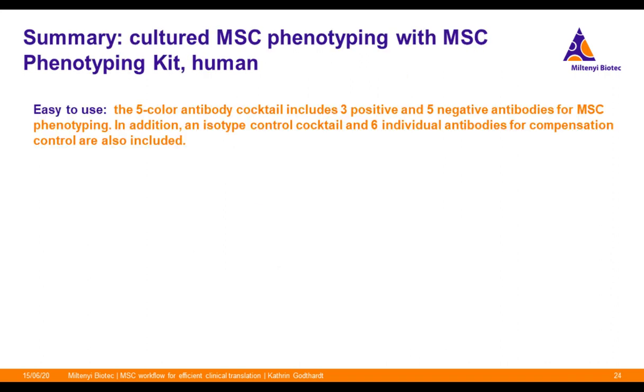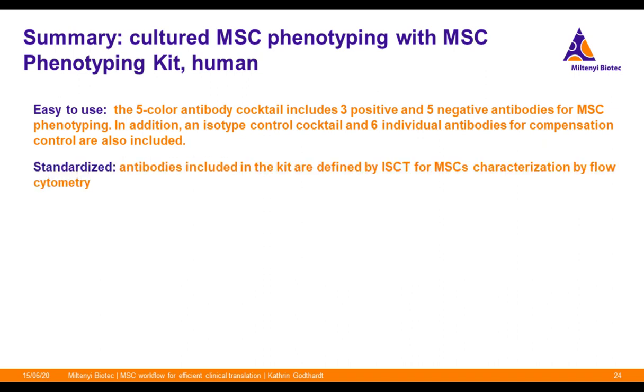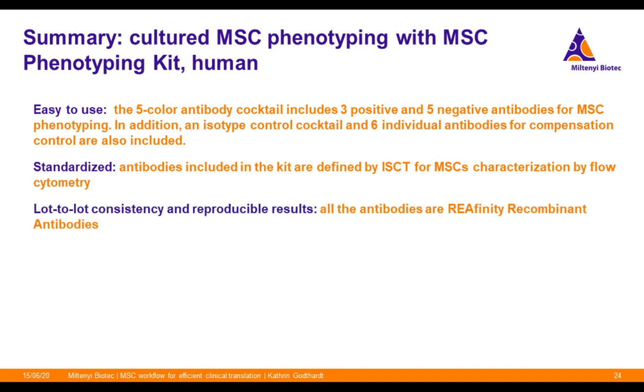So summing up these, the kit is quite easy to use. The antibody cocktail includes 3 positive and 5 negative antibodies for MSC phenotyping. In addition, an isotype control cocktail and 6 individual antibodies for compensation control are also included. The assay is very standardized because antibodies are included that are defined by the ISCT consortium for MSC characterization by flow cytometry.